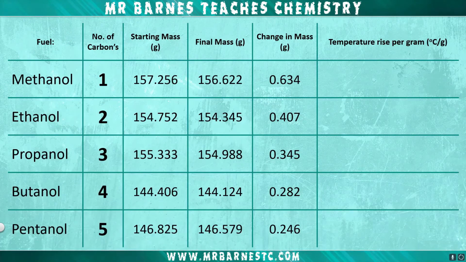Okay, now that we have the results, it's time to analyse them. If you look at my table of results here, you can see the change in mass for each of my 5 alcohols, as well as the chain length of them. I haven't added the temperature into this table because each time it's gone up by 20 degrees C.